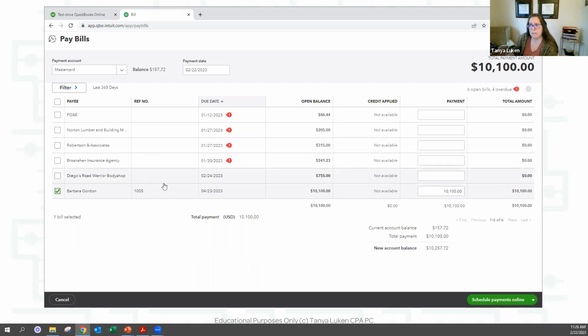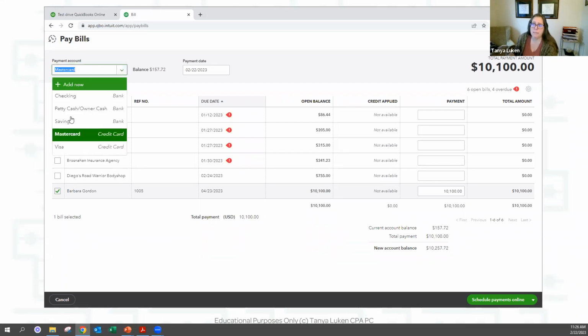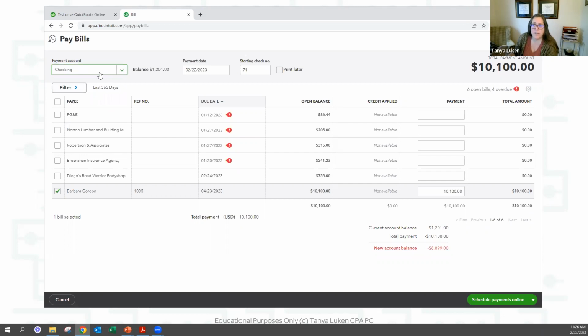But let's say we wanted to pay Barbara Gordon. We would come into the pay bill screen, and it's going to ask us where we want to pay her from. Are we going to pay her with our credit card? Are we going to pay her with our savings account, with our Visa? If we're just going to write her a check, you do it from our checking account. When I pick checking account, the starting check number showed up here. When I had it set to pay with a MasterCard, there's no check number for the MasterCard.